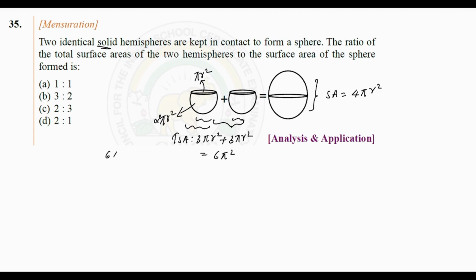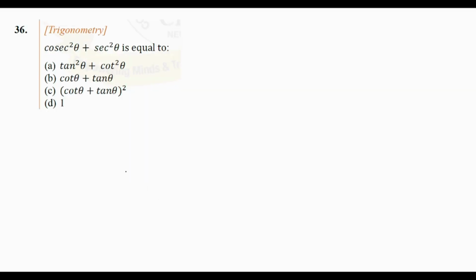The required ratio is 6 pi r square divided by 4 pi r square. So pi gets cancelled, r square gets cancelled, and I'll be left with 3 by 2. So the ratio 3:2 is the right answer. Clear, children? That is option number B. Clear? Yeah. So now let's move to the next question.